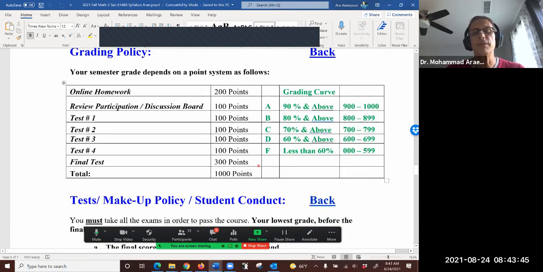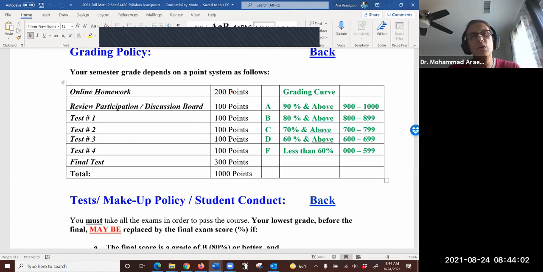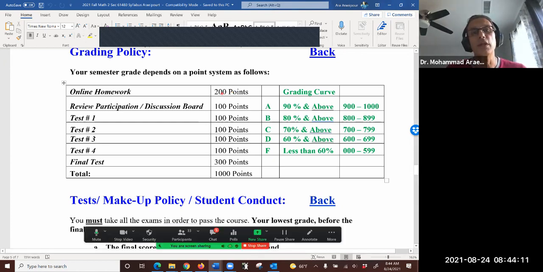The grading policy: the grade is out of 1,000 points, homework 200 points. As far as the homework is concerned, there are no restrictions. You can do them as many times as you want. You can take your time. There is no limit as to the number of times you do it or how long it takes you to finish a homework. I want you to learn, and therefore, on a normal basis, students do a great job on the homework. They do get a good grade. That is 20% of your grade, or 200 points.